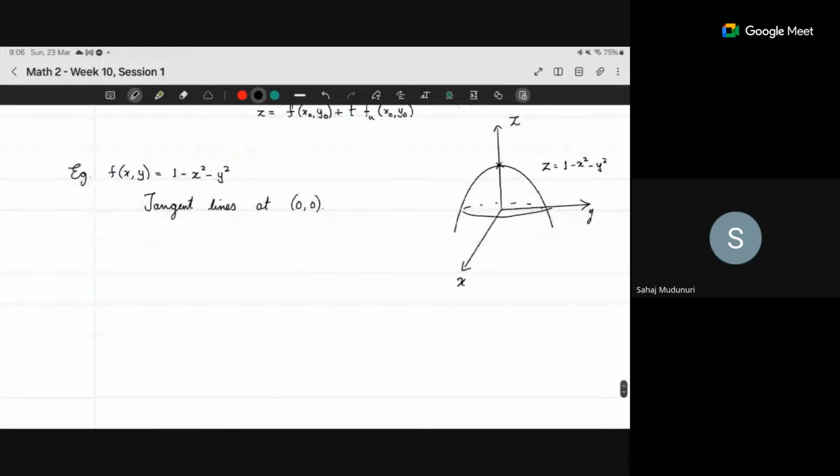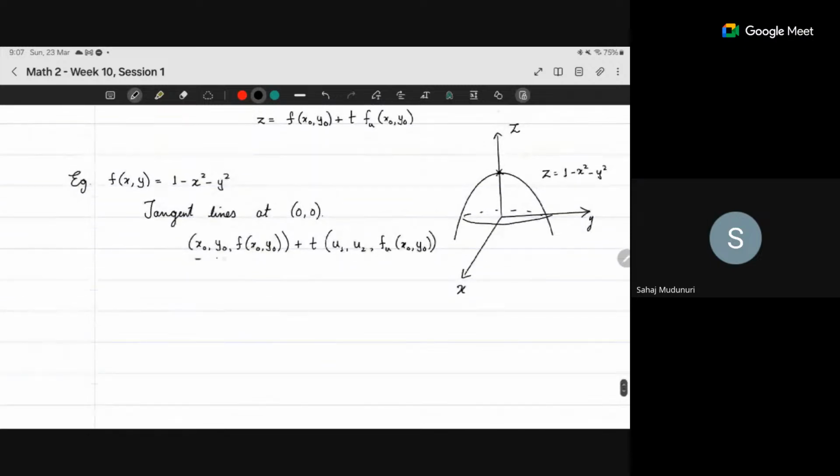So what does the formula say? It says x naught, y naught, f of x naught, y naught plus t times u1 u2. Now u1 u2 is not specified. I would like to vary all u1 and u2 and find this f_u of x naught, y naught. Now x naught y naught is given. What is f of x naught y naught? That we can compute. This will be 0 0 1, and u1 u2 is not given. But what is the general expression for f_u of x naught, y naught?